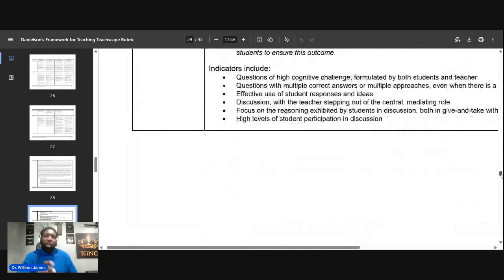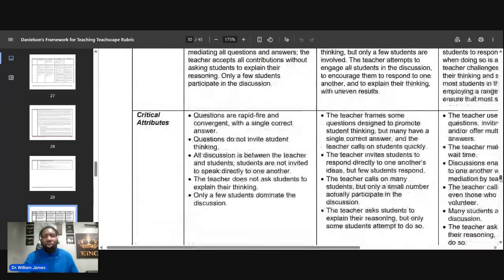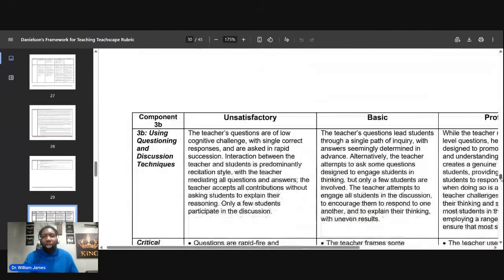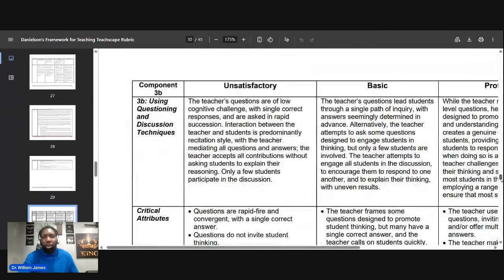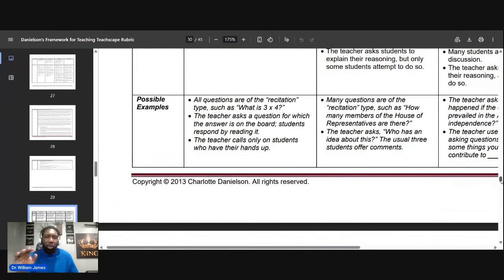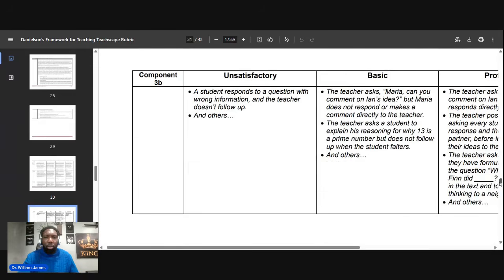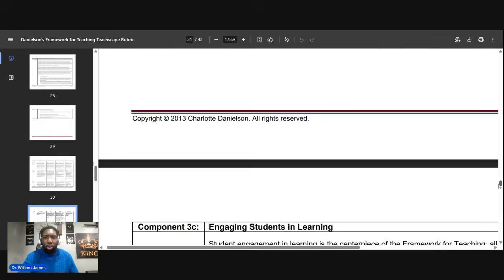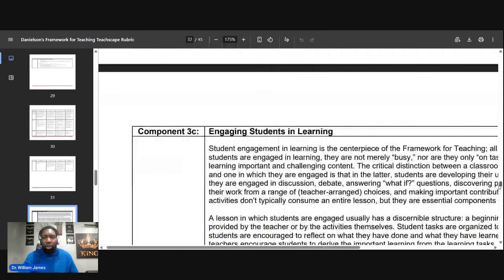Another reason I don't like these rubrics, like I said, is that it forces you to rush your lesson. You may be asking students questions, but you know that you've got to check off all of these boxes. So you rush through your lesson.